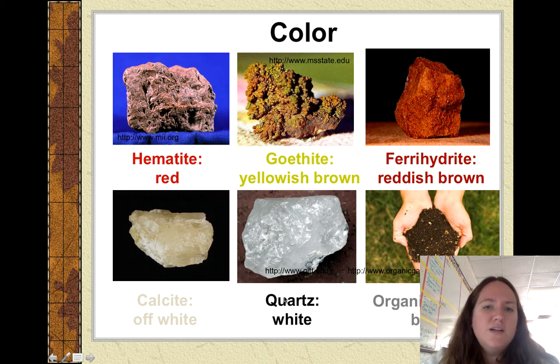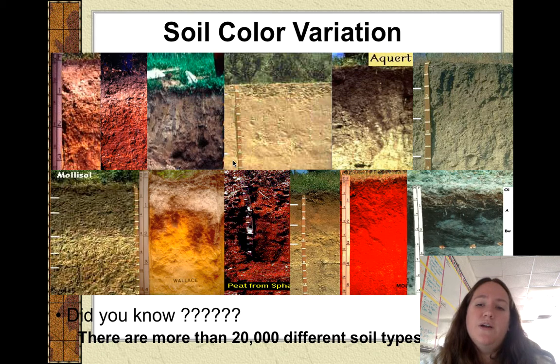Quartz: if you see sand at the beach, a lot of it is quartz sand. It can also be calcite. But mainly just understand that the color is a characteristic of the different minerals in it. These are some different variations that you see.